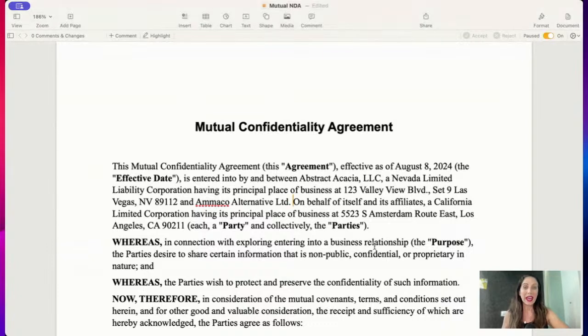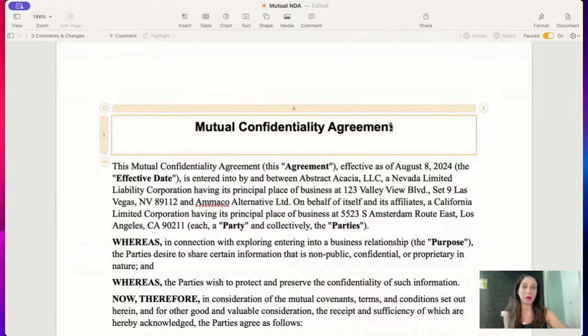So we have, first and foremost, a mutual confidentiality agreement. This is important. I always first check if it's a unilateral or a mutual confidentiality agreement. Because in business, unless I have an actual reason to be in a unilateral NDA, I want this to be mutual. And I would push back if they had sent me a unilateral one.